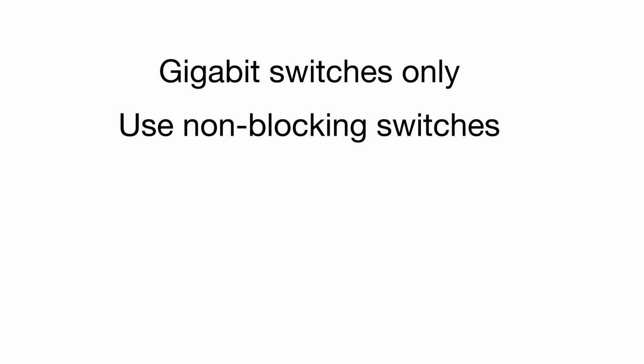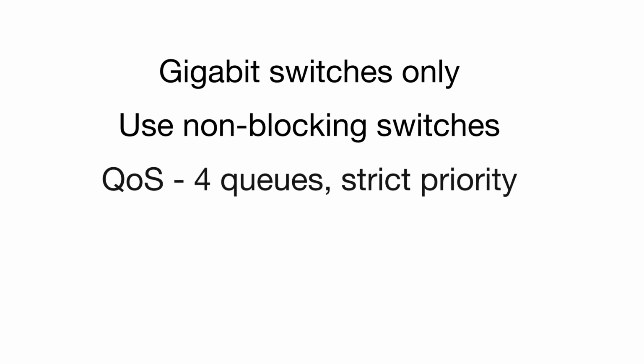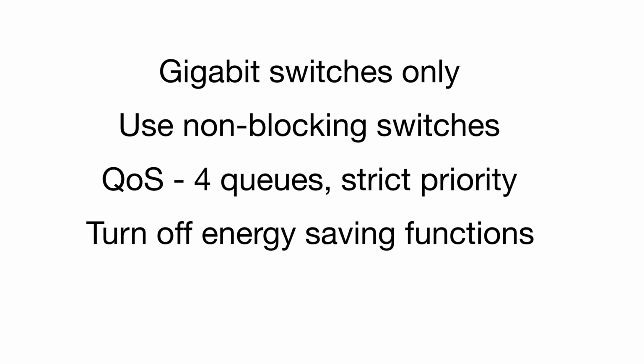Purchase gigabit switches that are non-blocking. This means that the internals of the switch are capable of handling full traffic connections on all ports simultaneously without error. Fortunately, all new switches are non-blocking. If you think you need QoS, get switches that support 4 queues with strict priority. If the switch has energy-saving functions, they must be able to be turned off. If they cannot be disabled, do not use that switch. You'll find that there are many switches that meet all these criteria at very reasonable prices. For a list of switches that do not meet Dante recommendations, see Audinate.com. By following these guidelines, you'll ensure consistent high performance with Dante.